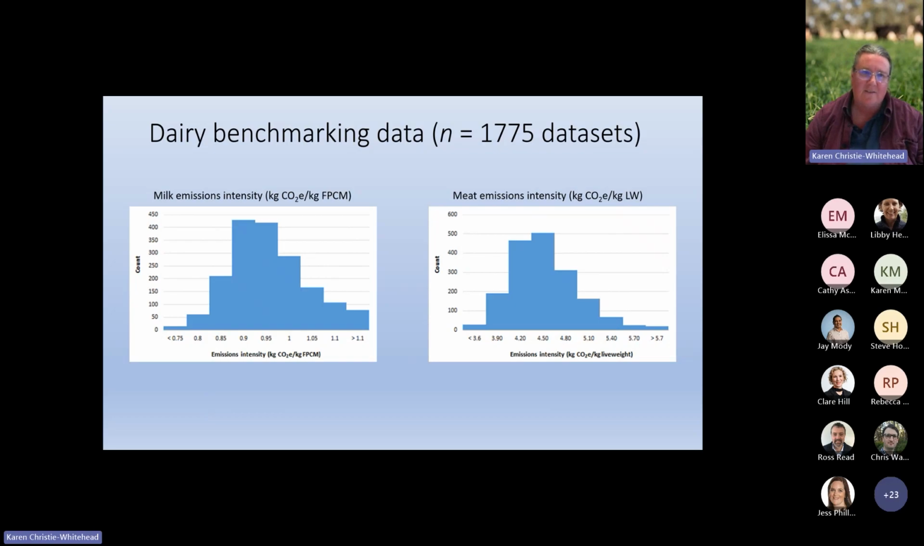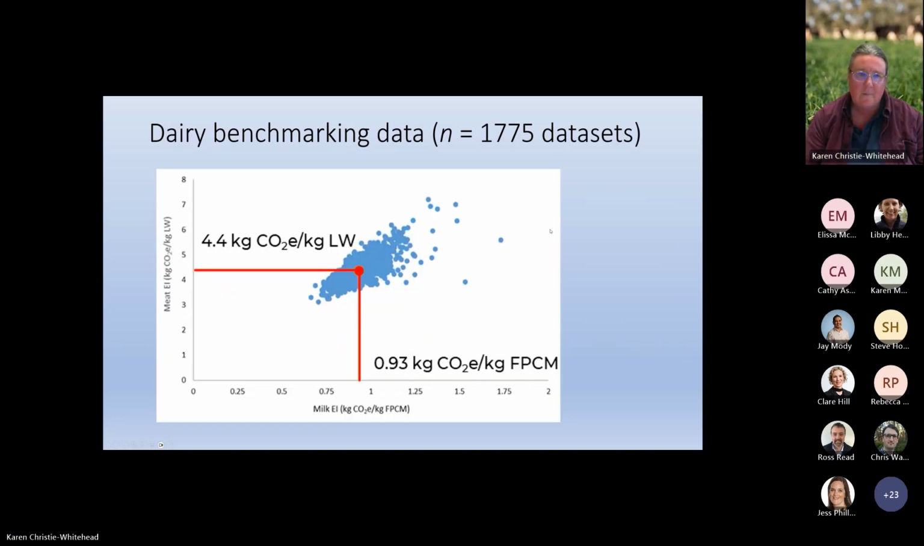But most of the farms are sitting in that sort of range of 0.9 to 0.95. We also have meat emissions intensity, and again, the majority of farms are sitting in this area of the graph. So if we take the average of fat and protein corrected milk and the average of the live weight, that's the red point in the middle of the graph.